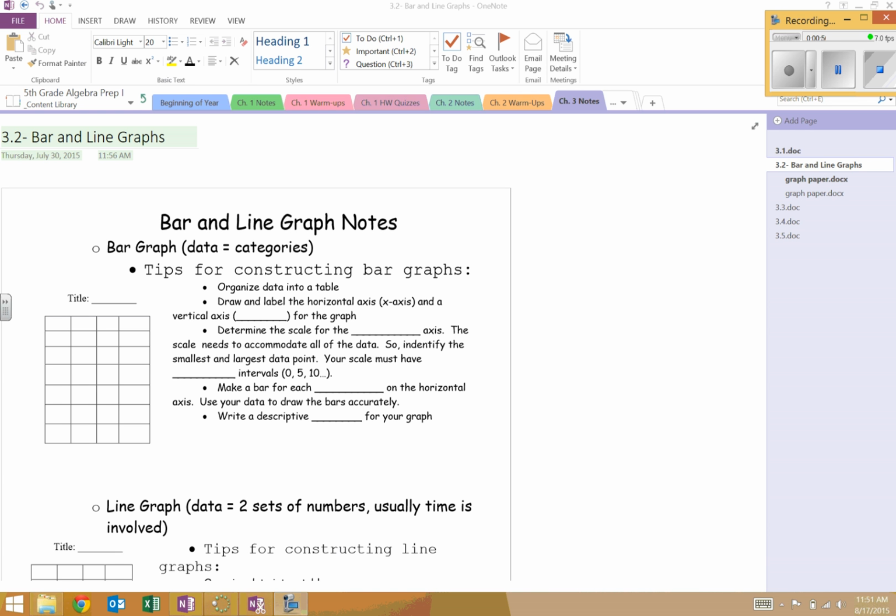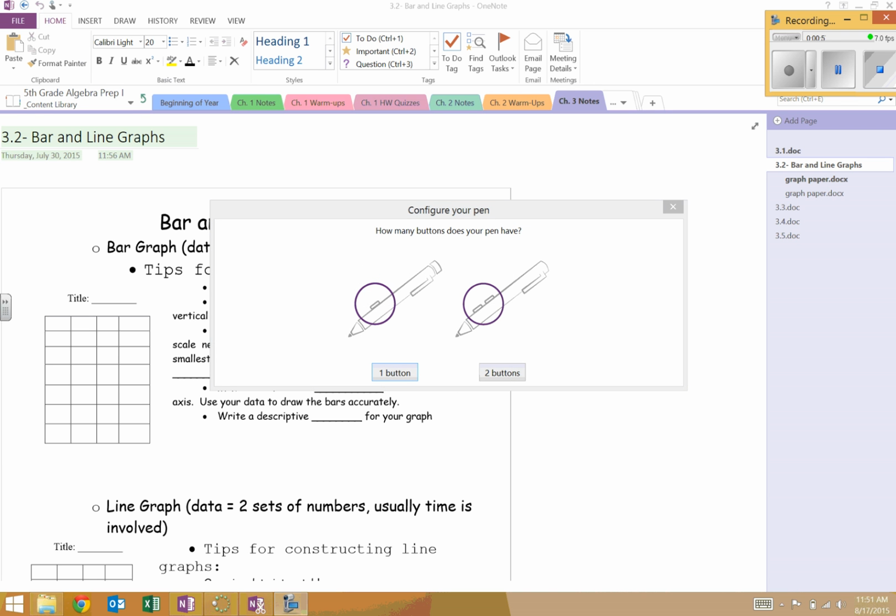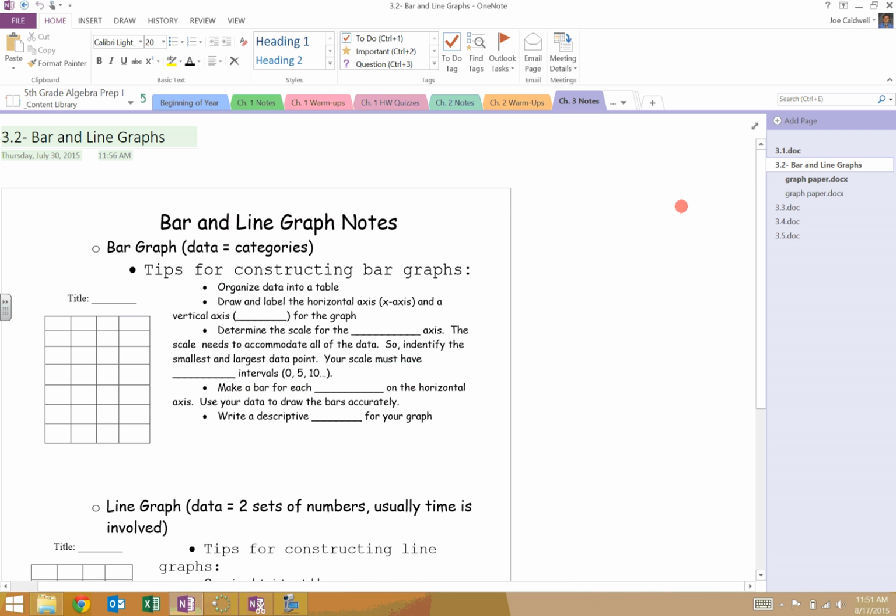Here are some tips and things that need to go into bar graphs. If you just have a bunch of random data, you should always organize that into a table. Okay. First off, you shouldn't just have random data. You should draw and label the horizontal axis, which is the x-axis here.